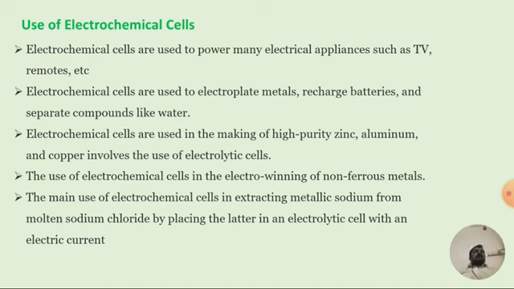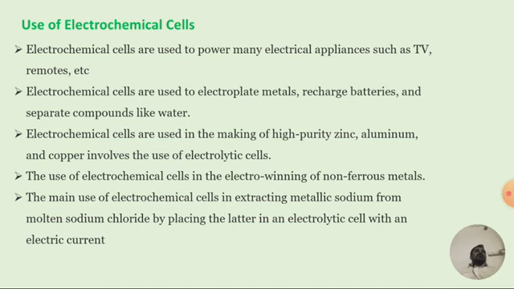So with electrochemical cells we can electroplate metals, recharge batteries, and separate compounds like water. In this case we use electrolytes and metals and separate components, and also rechargeable batteries. So these are the things involved.